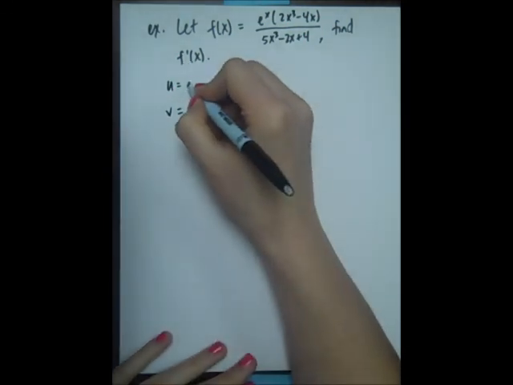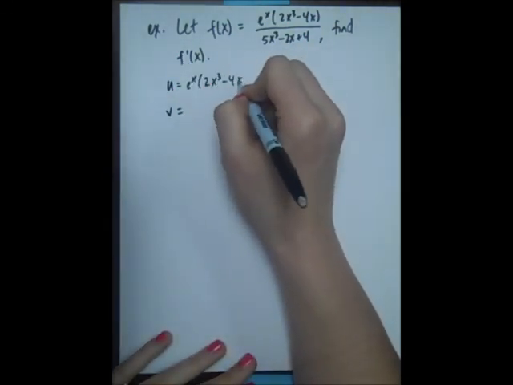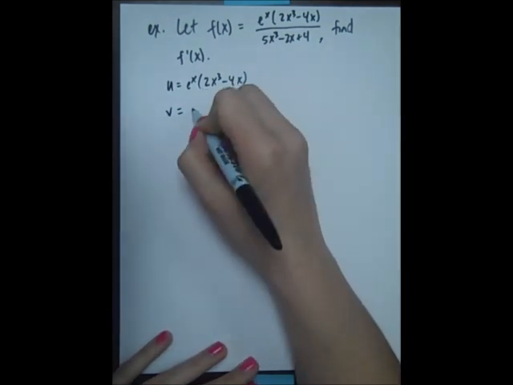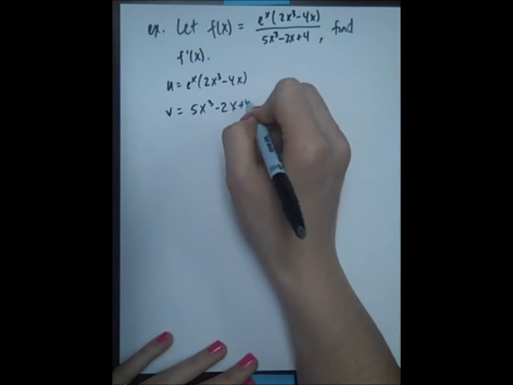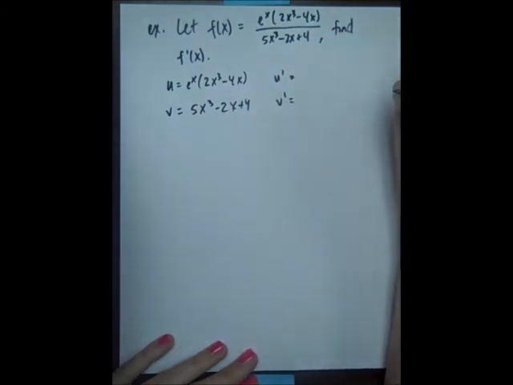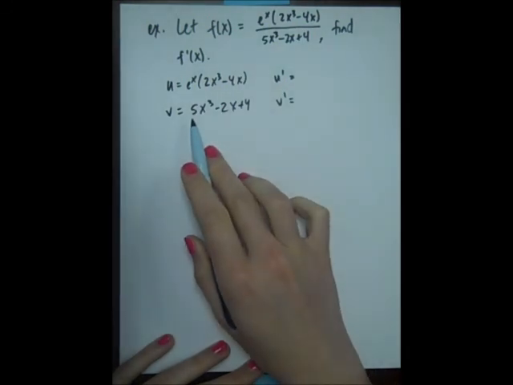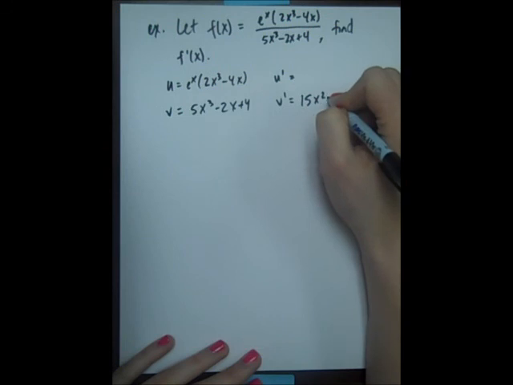I'm going to let u be the numerator, so e to the x times 2x cubed minus 4x. I'm going to let v be the denominator, so 5x cubed minus 2x plus 4. I need to find u prime and I need to find v prime. So v prime, I'm going to find the derivative of v using the power rule, so that's 15x squared minus 2.